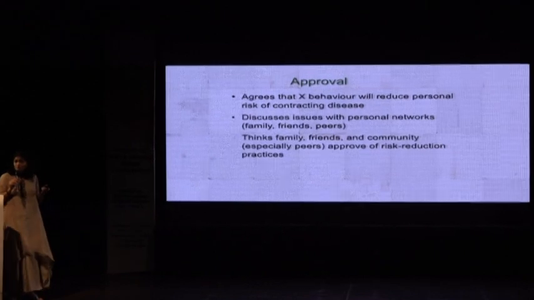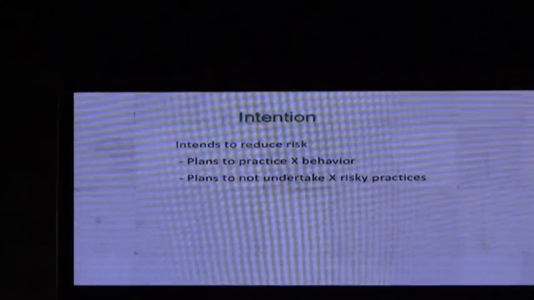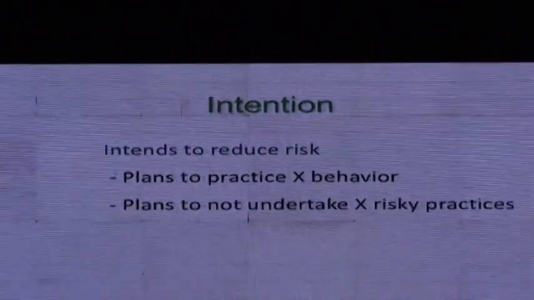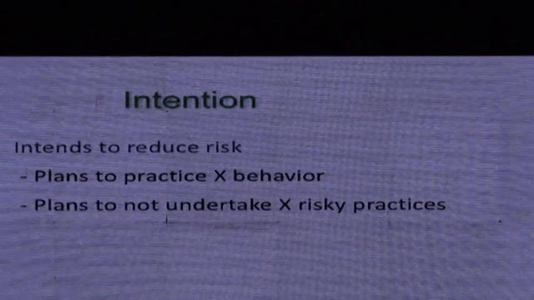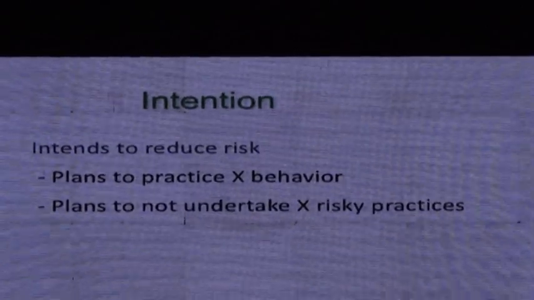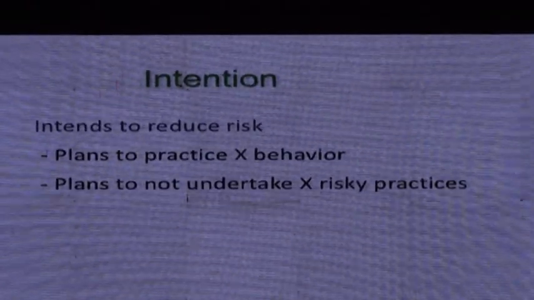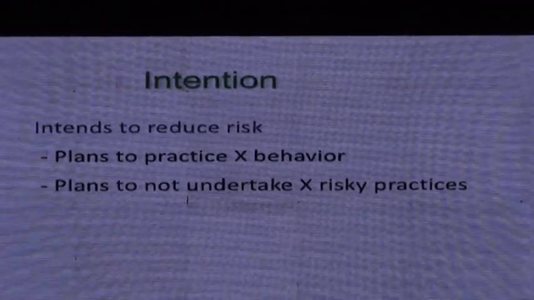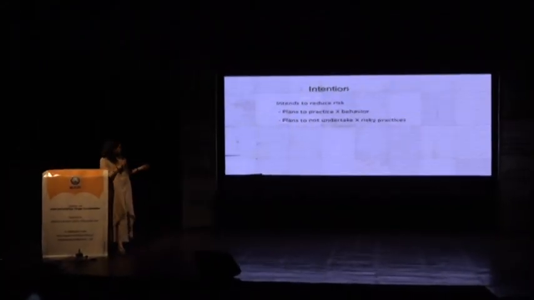Approval for behavior change. Step 4 is intention. You intend to reduce the risk by practicing X behavior. The young boy did that, correct? He wants to stop smoking. He's thrown away his cigarettes. Whether he's going to go outside and pick it up again, we don't know. But at this point, he has the intention to stop smoking, and he wants to not undertake the risky practice of smoking.